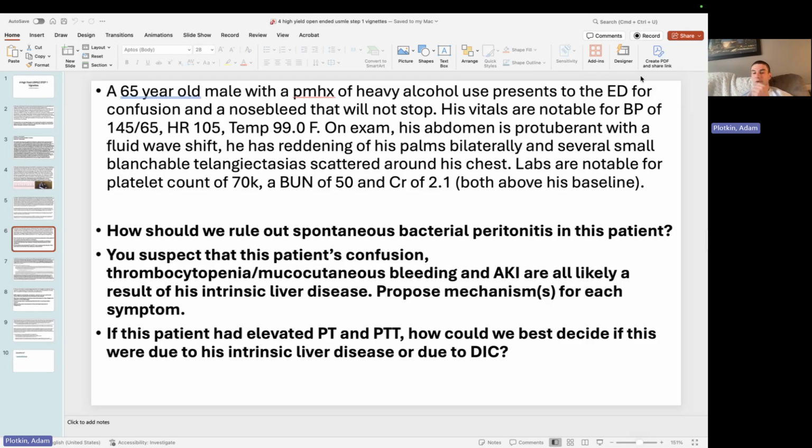So I've got a couple questions for you. We'll hit them one by one. So first, think about how should we rule out spontaneous bacterial peritonitis in this patient? So pause your screen and consider.